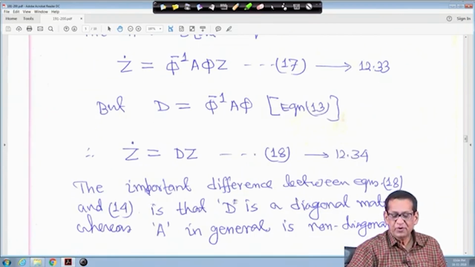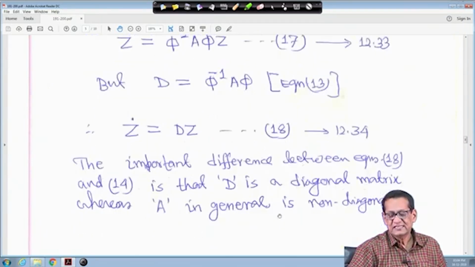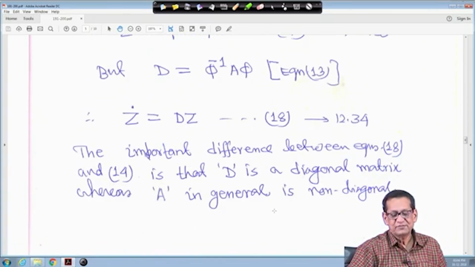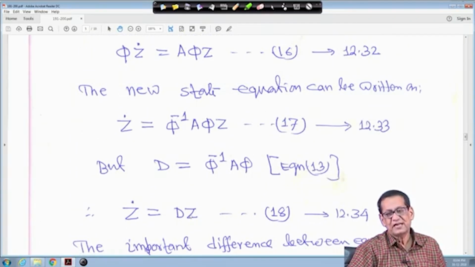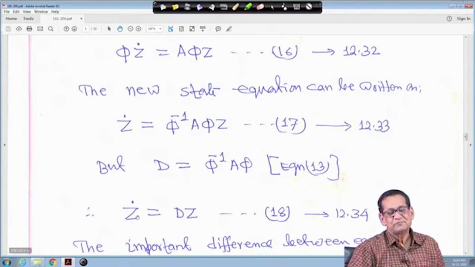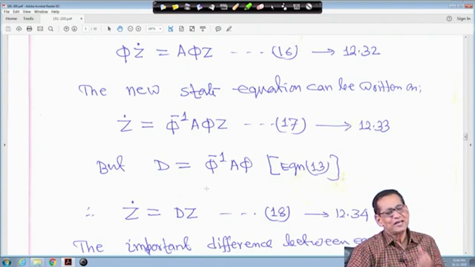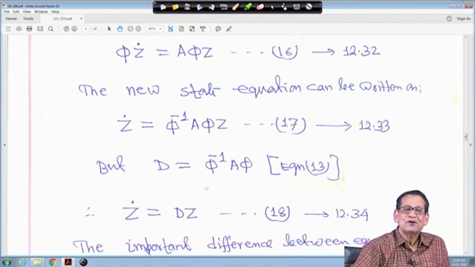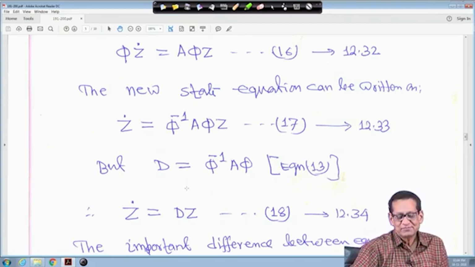So, the important difference between equation 18 and 14 is that D is a diagonal matrix, whereas A is a general non-diagonal matrix. That means D is a diagonal matrix with lambda 1, lambda 2, lambda 3, up to lambda n, so z1 dot will become lambda 1 z1, z2 dot will become lambda 2 z2, like this. So, other things are not involved. That means this makes the analysis simpler.